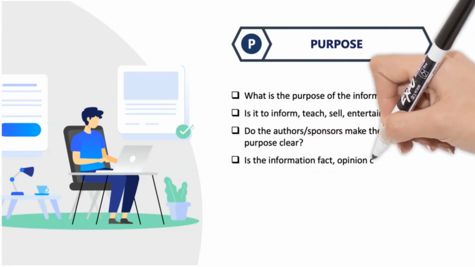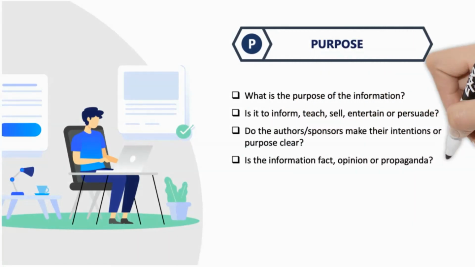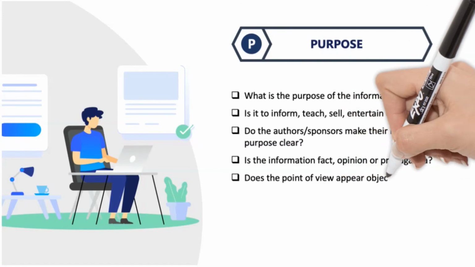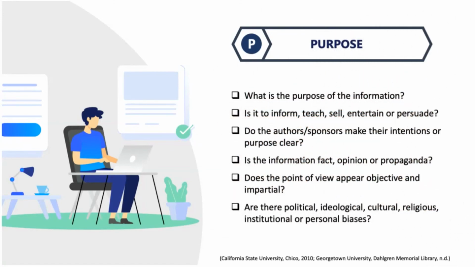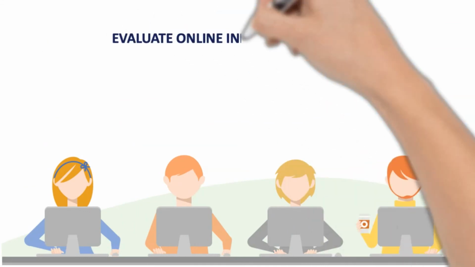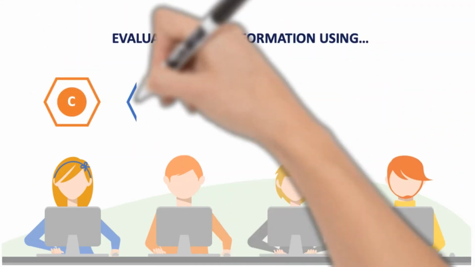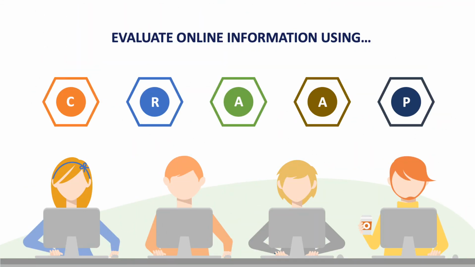Is the information fact, opinion, or propaganda? Is the information presented in a way that is objective? And are there biases? We can use the CRAAP questions to determine the value and reliability of what we find on the web. Using the CRAAP test gives us a way to methodically evaluate information online and on other media as well. Next time you find yourself evaluating the overall quality of information presented to you, think CRAAP.